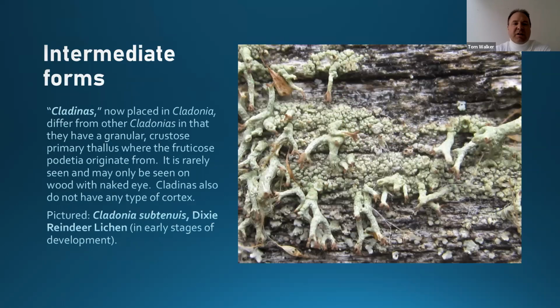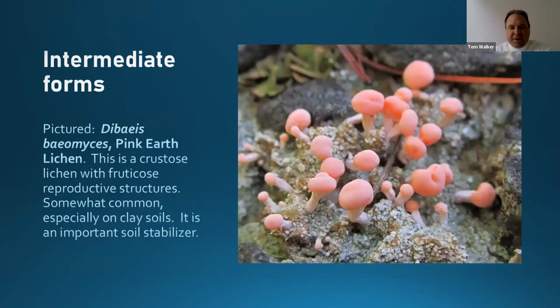More about intermediate forms, cladinas, which are now placed in the genus Cladonia. These are the reindeer lichens, and they differ from other cladonias in that they have a granular crustose primary thallus, which you can see on the wood here. And this is where the fruticose branches, which are known as podetia, originate from. So this granular crustose thallus is rarely seen. This is really the only species where you're actually going to see it. And really, this is the only one growing on wood, with just a couple exceptions. Here's another intermediate form. This is the pink earth lichen. So this is a crustose soil lichen with fruticose fruiting bodies, and it is common on clay soils.